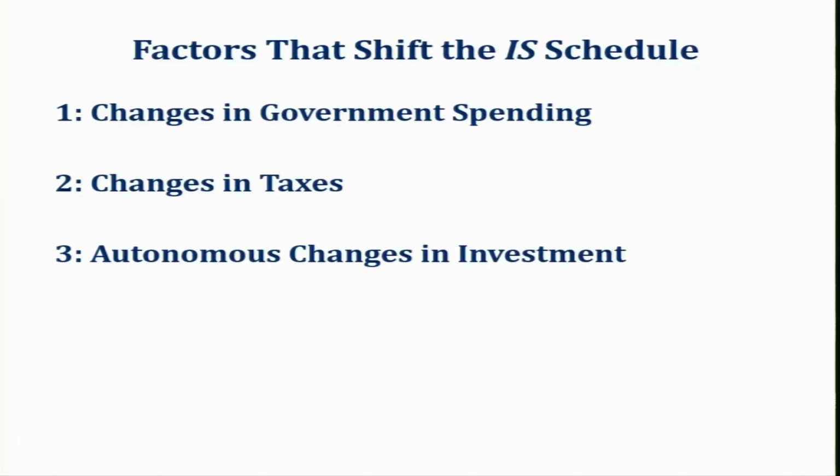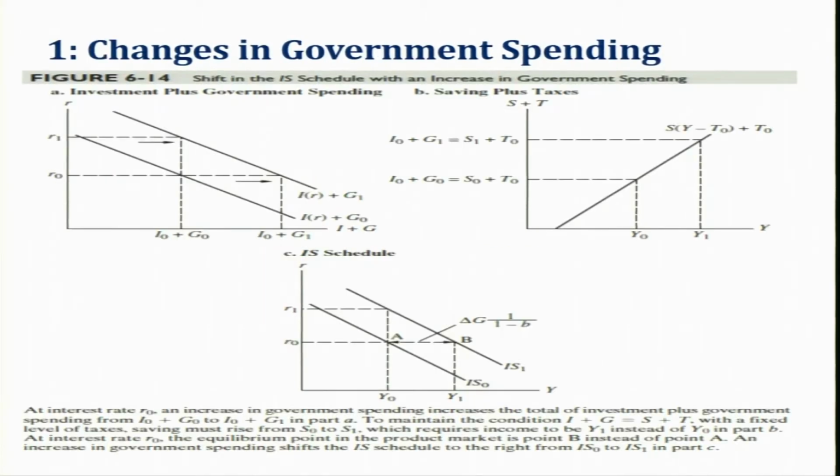We are going to discuss the factors that shift the IS schedule. There are several factors that affect the IS schedule. We narrow it down to three major factors. One is changes in government spending, the second is changes in taxes, and the third is autonomous changes in investment. So coming to the first part, changes in government spending.